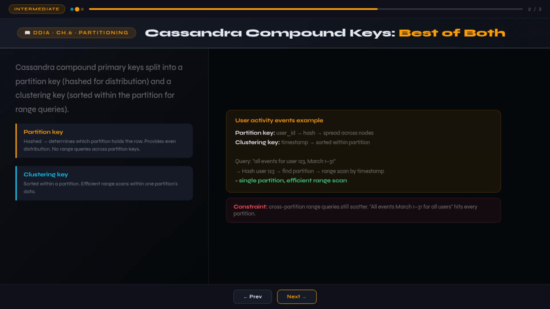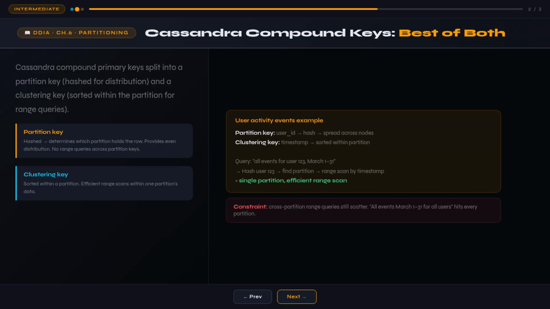The second part is the clustering key. Within a single partition, rows are sorted by the clustering key. Range queries on the clustering key within a partition are efficient; the data is physically ordered. Here's how this plays out in practice. Suppose you're storing user activity events. The partition key is the user ID. All events for a given user are hash partitioned based on user ID, so activity for different users is spread evenly across nodes. Within each user's partition, events are sorted by timestamp as the clustering key.